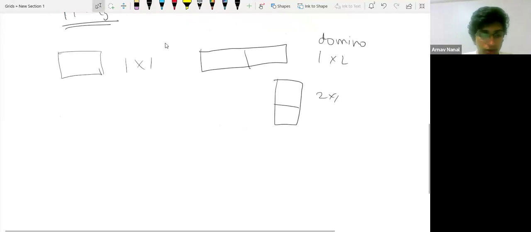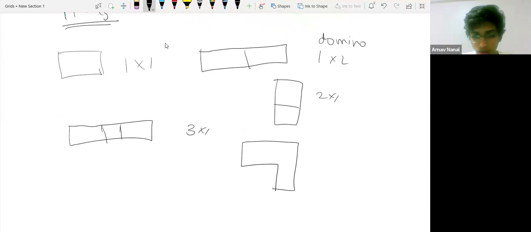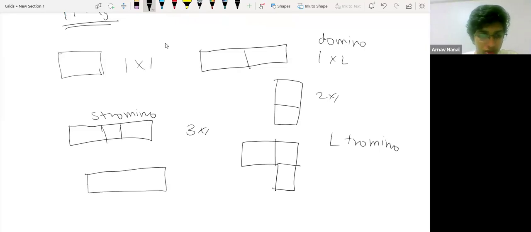A 3 cross 1 tromino is something like this. And another one which we will commonly use is called an L tromino. So these are some common tiles. Also some others might be specified in the problem, like for example 5 cross 1. Even this might be quite common, this is a 2x2 tile.